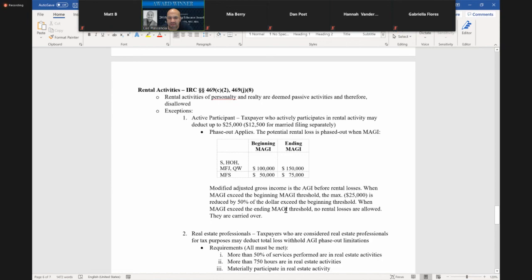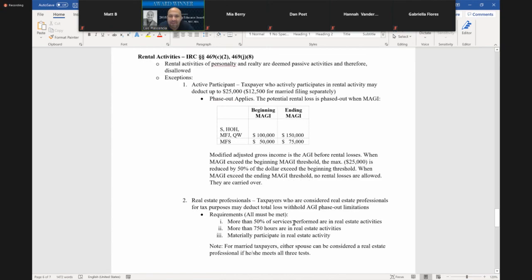Everybody okay with me on that so far? Again, half of that for married filing separate. Now that's the exception to the rental losses that are considered passive. But there's also an exception to the exception. The exception to the exception is real estate professionals.